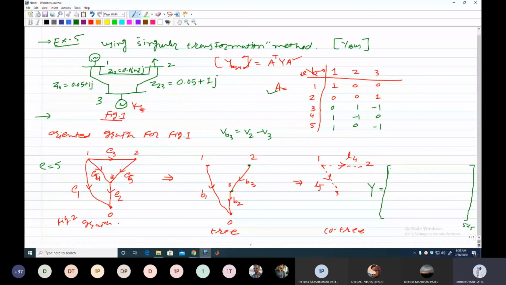First element: what is the value of the first element from this system, or we can say the tree and co-tree? It is Y10. How? See, the first element is connected between 1 and 0. That means the admittance at bus number 1, which is self-admittance, because it is connected to the reference node. That's why it is self-admittance. So it is Y10. Clear?